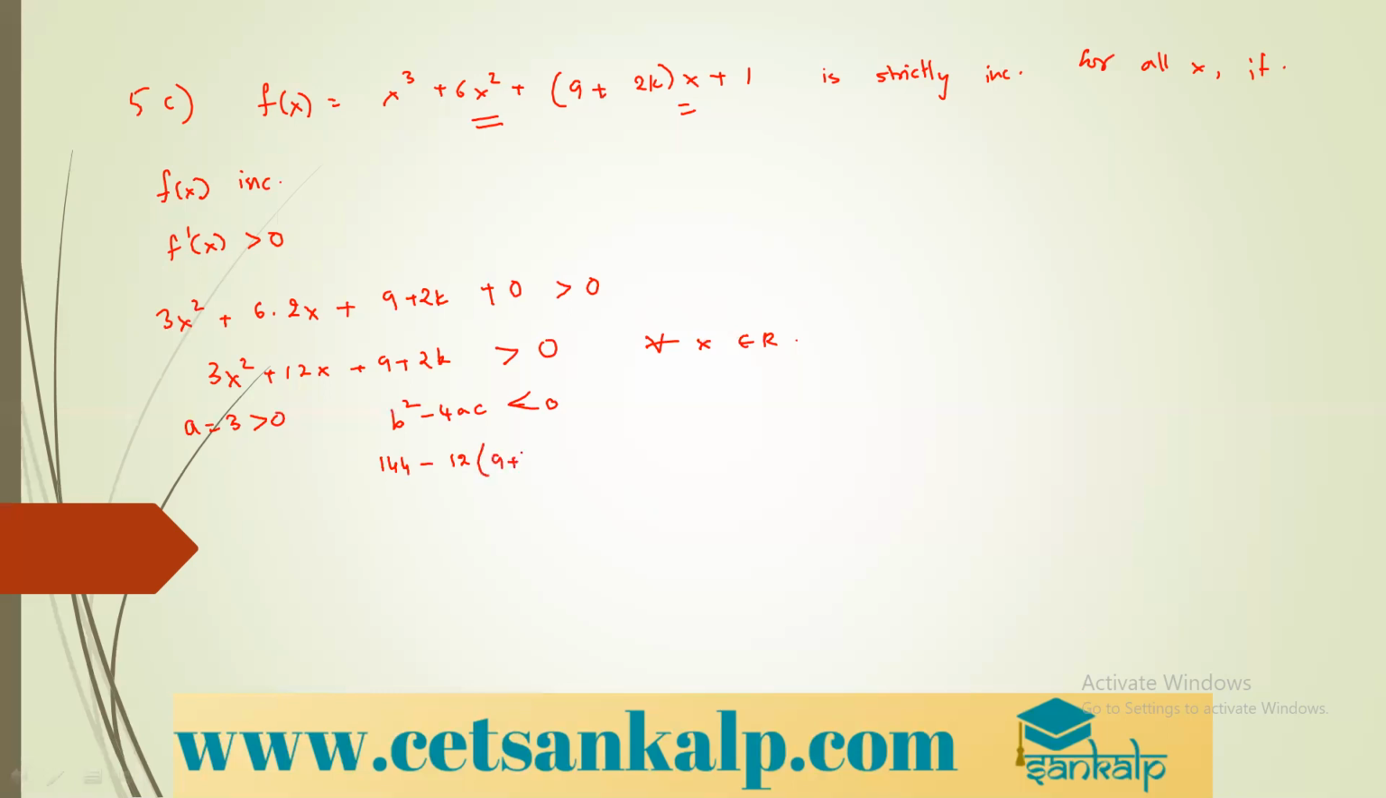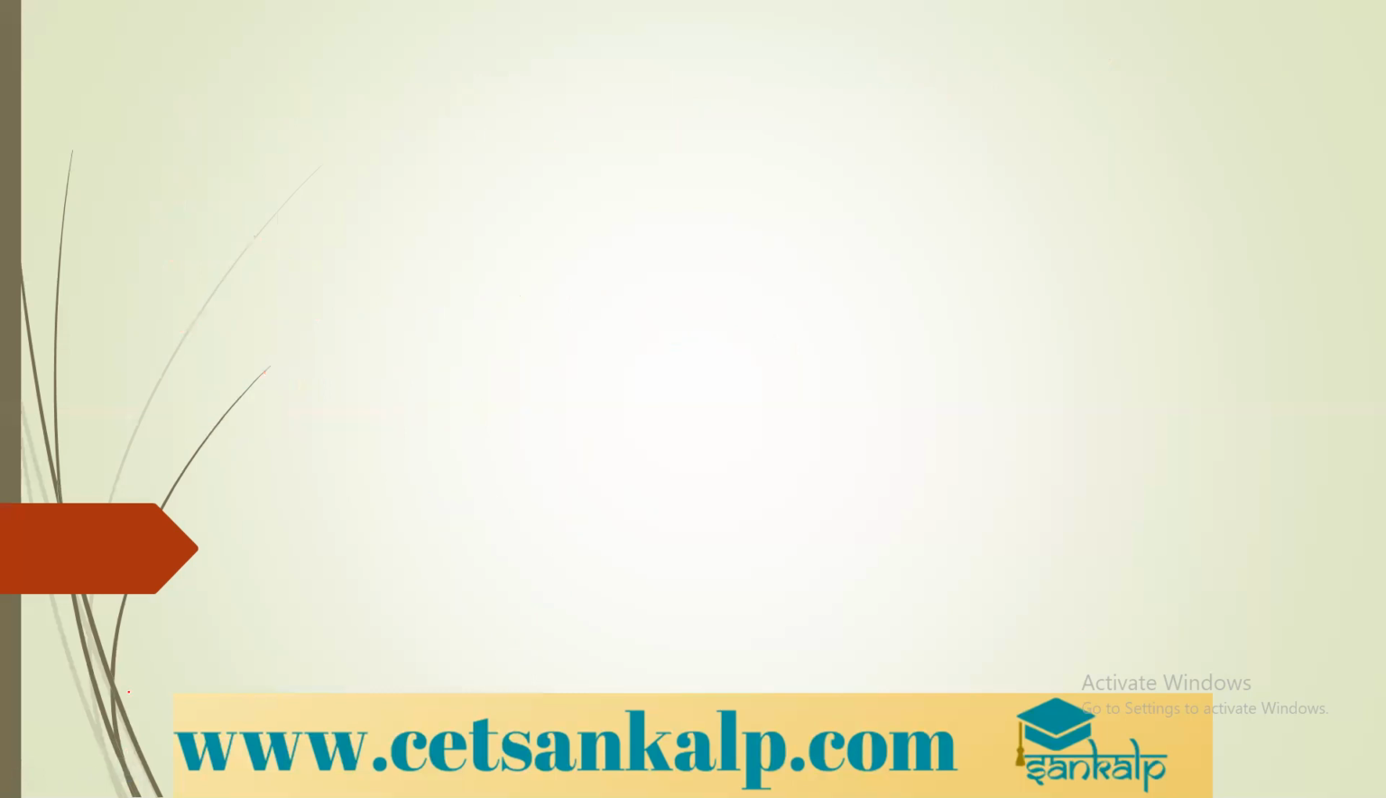And C is 9 plus 2k. 9 plus 2k is greater than 144 by 12. 9 plus 2k is greater than 12. 2k is greater than 3. K is greater than 3 by 2. Which is there in the option. You can go to this option. Select this as the answer.